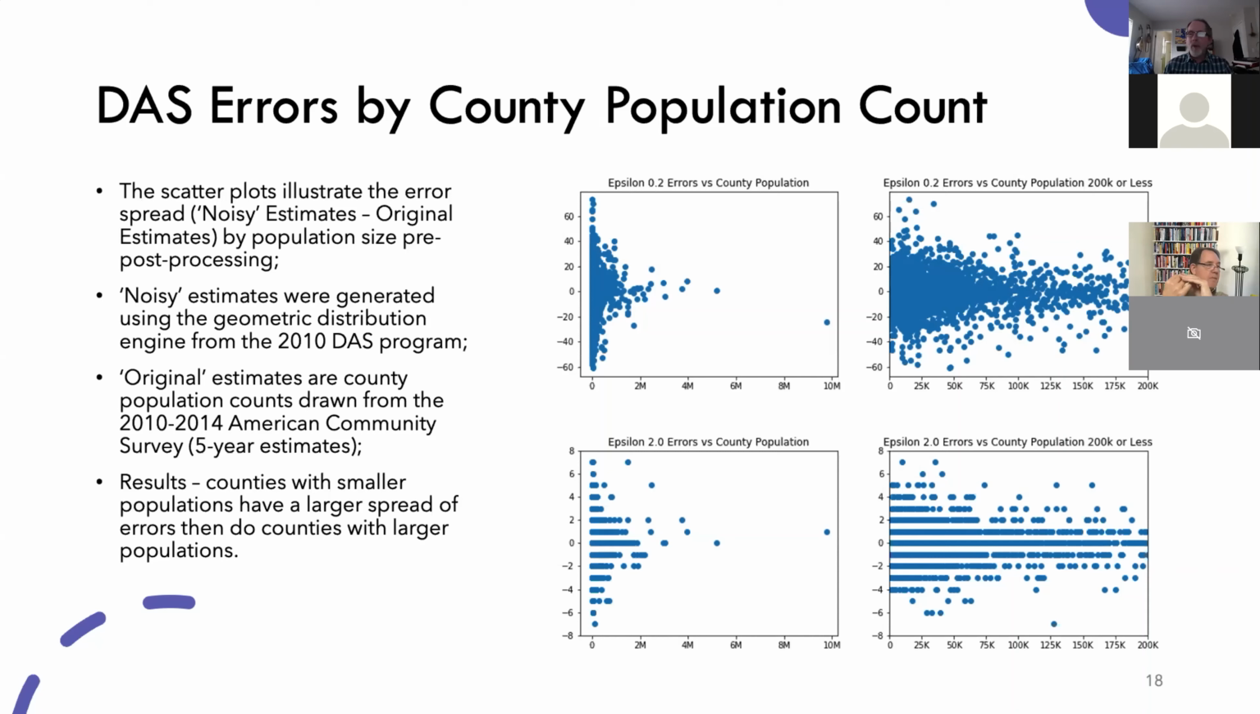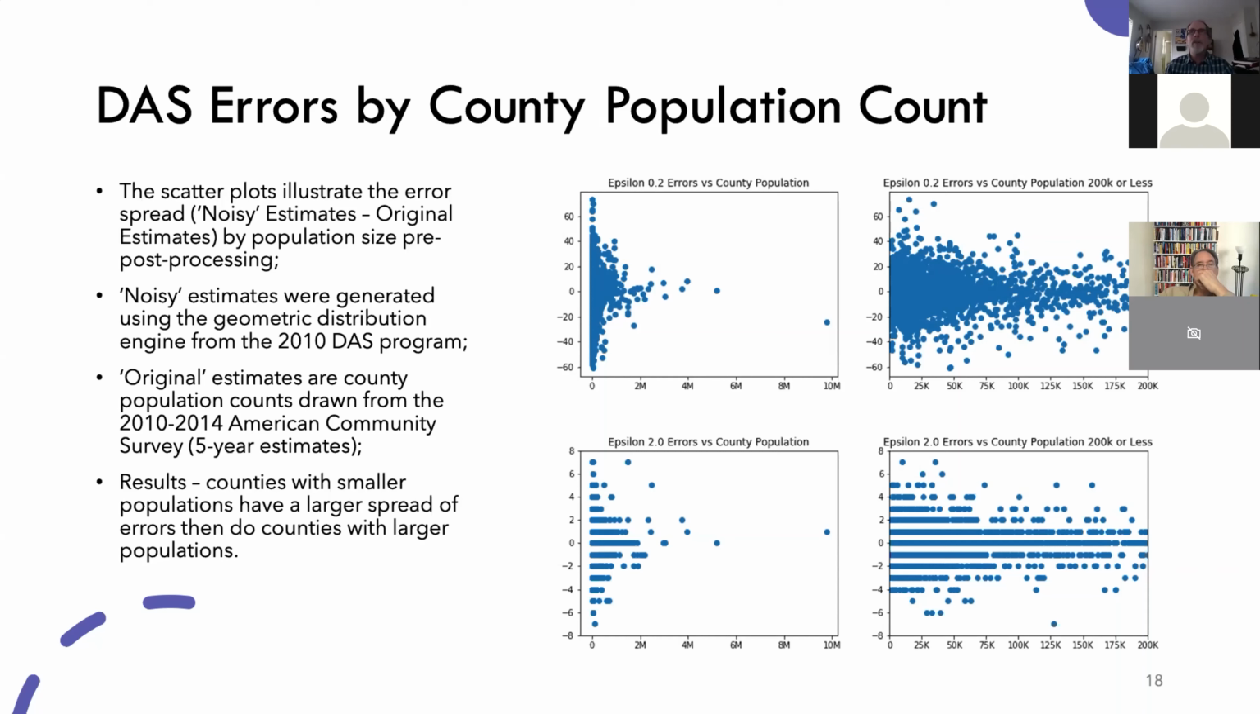As I mentioned before, the Census Bureau released all the code in Python that they utilized to generate these data sets. So it wasn't that much of a stretch to pull out certain pieces of it and use it in a Python program. If anyone out there is interested in taking a look at that notebook, I'll be happy to share it. The noisy estimates were generated using the geometric distribution engine from the 2010 DAS program. The original estimates were simply the county population counts drawn from the 5-year American Community Survey estimates. The reason I used those is that I wanted to have the counts for all of the counties in each of the particular states.